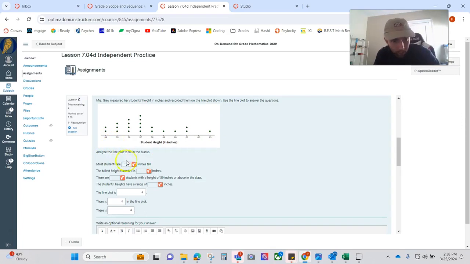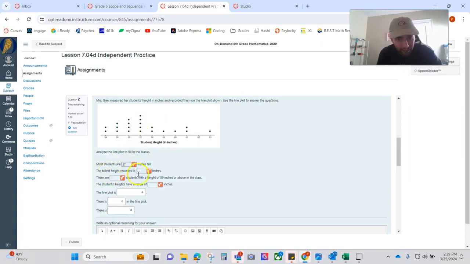Most students are blank inches tall. Most students are 54 inches? No. Most students are 63? No, that's only one student. Which number has the tallest tower, the most amount of dots? Because each dot represents one kid. Oh, 57. That has the tallest tower. 1, 2, 3, 4, 5 students are 57 inches tall. That's the most out of any other height.